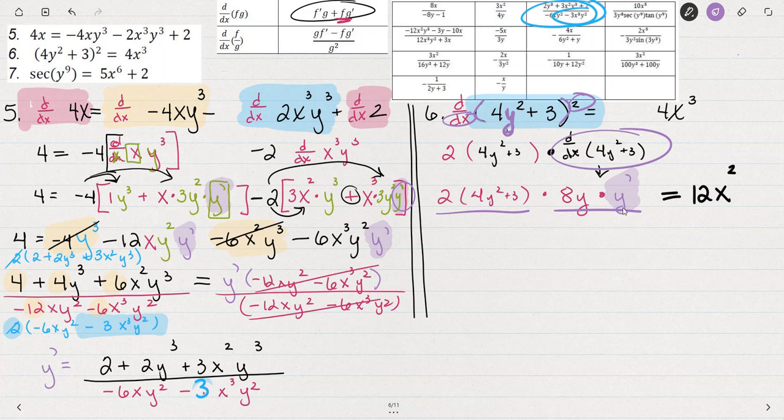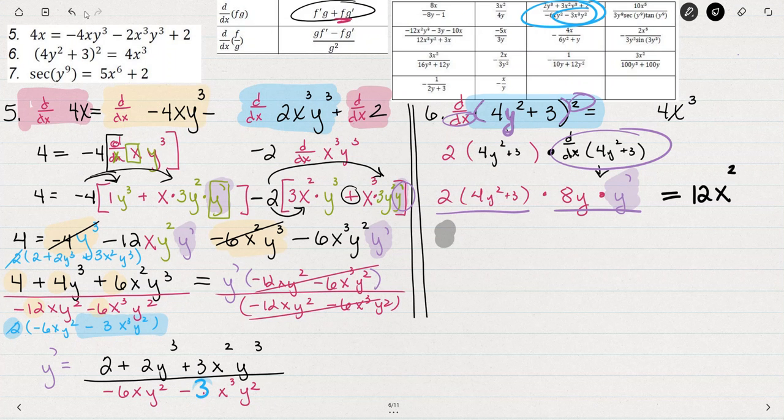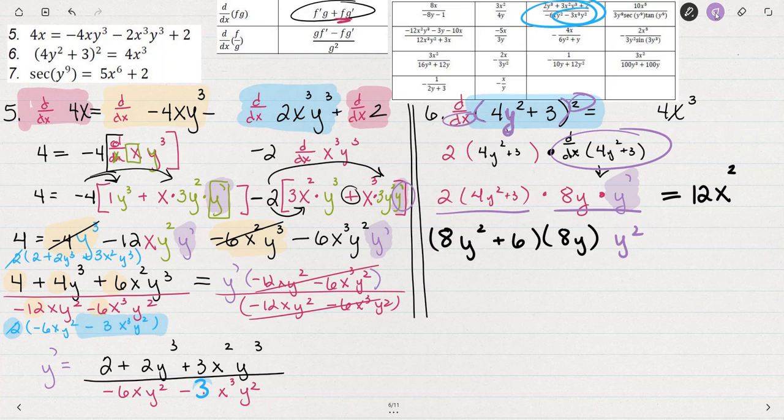I've got to simplify this first before I go dividing out. So let me do that. When I simplify this, I'm going to have 8y squared plus 6 times 8y times y prime equals 12x squared. And then I've got to distribute the 8y also.